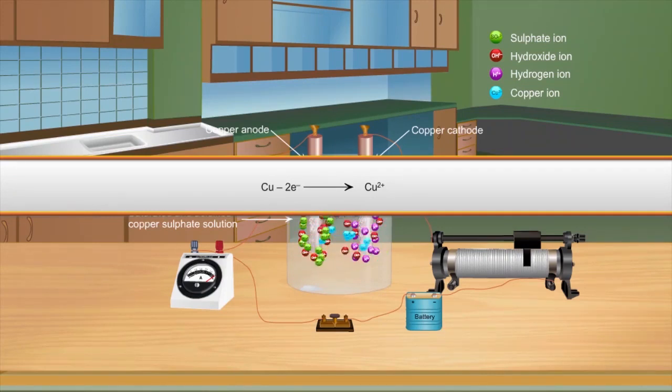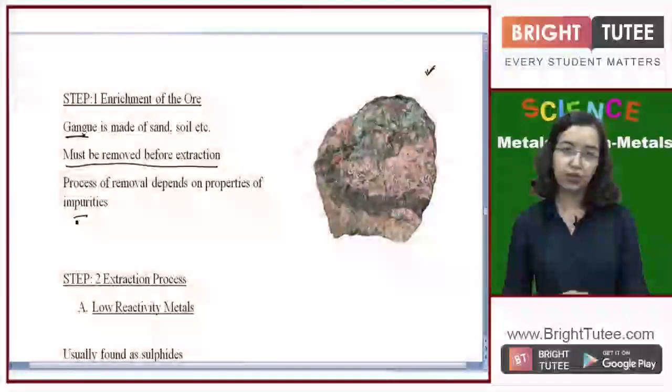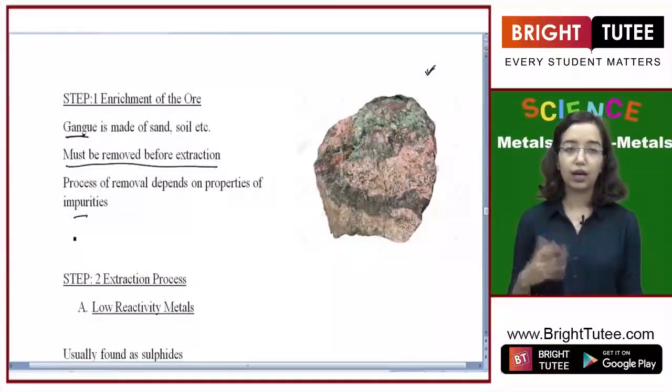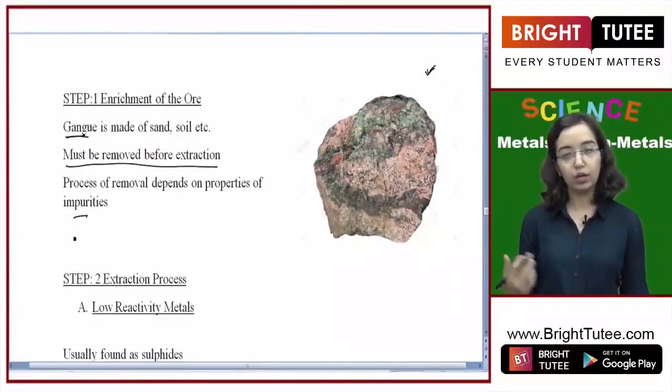The impurities present in the copper either deposit in the form of anode mud or dissolve in the electrolyte. However, impurities do not discharge at the cathode. So we have obtained pure copper metal at the cathode here, and the impurities are removed in the form of electrolyte or in the form of anode mud. Okay, so once we have received a gangue-free ore, then we go on to the process of true extraction.